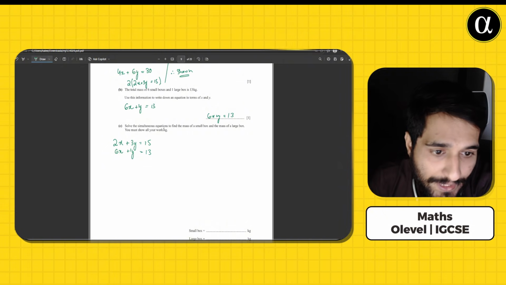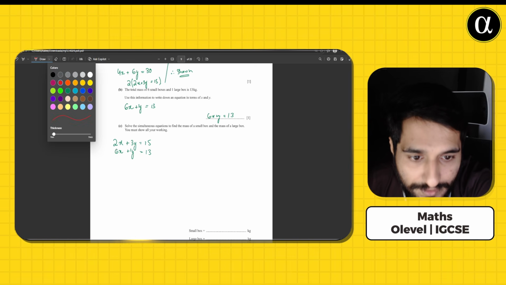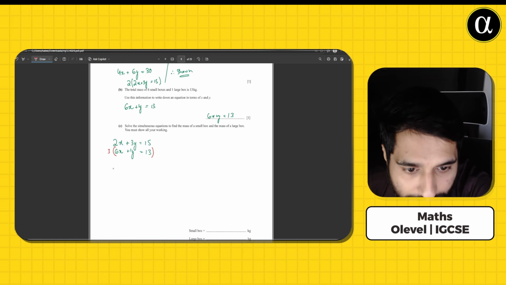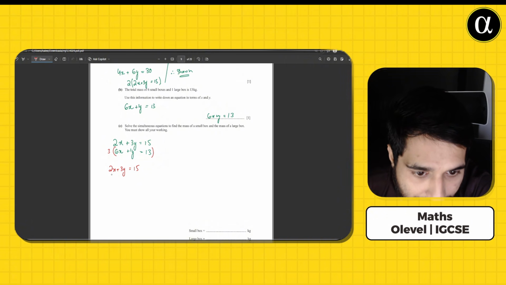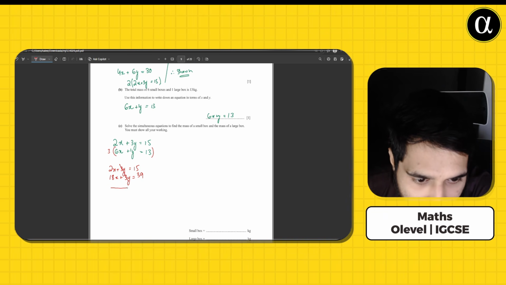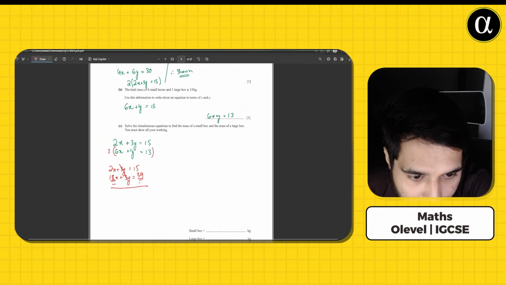Now what we'll do, we can do elimination actually. If I do elimination, this whole equation is supposed to be multiplied by 3. When I multiply by 3, the new equations will turn out to be 2x plus 3y equals 15, and 18x plus 3y equals 39. Although these numbers are positive, I can still cancel them, and what I'll do is flip the signs of the bottom equation, adding the second equation underneath the first one. So this becomes minus, and this becomes minus as well.